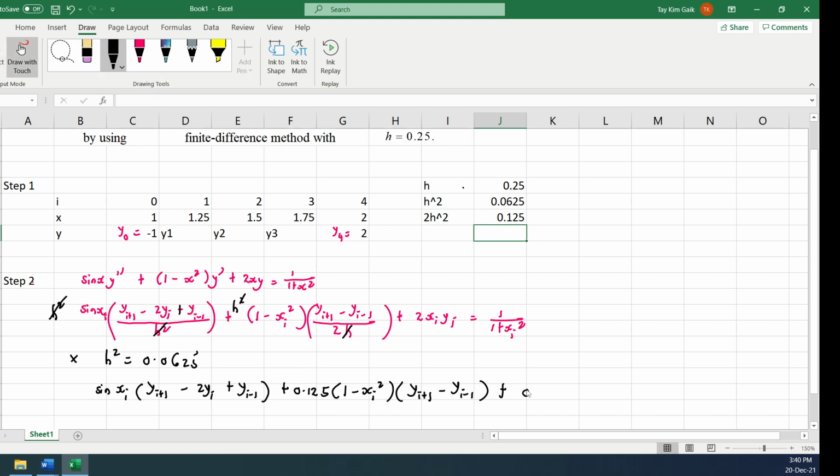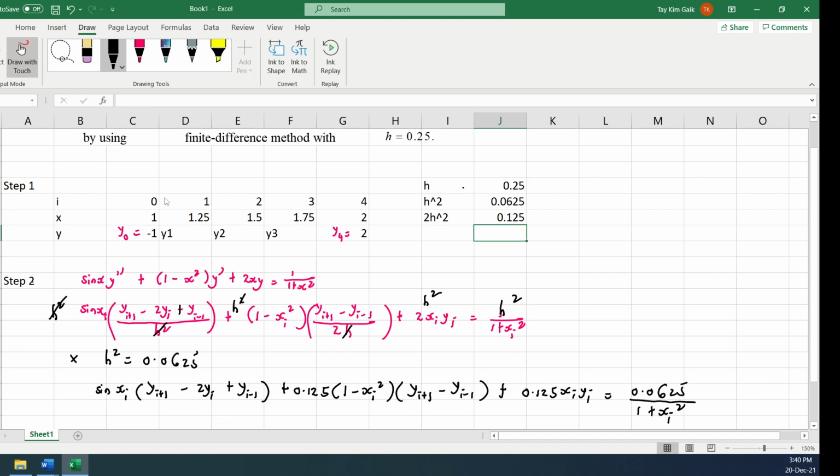So the third term is 0.125 xi yi. For the last term, you multiply by h squared, which is 0.0625 divided by 1 plus xi squared.